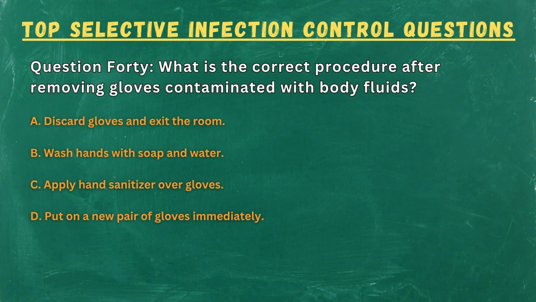Question 40. What is the correct procedure after removing gloves contaminated with body fluids? A. Discard gloves and exit the room. B. Wash hands with soap and water. C. Apply hand sanitizer over gloves. D. Put on a new pair of gloves immediately. Answer: B. Wash hands with soap and water.